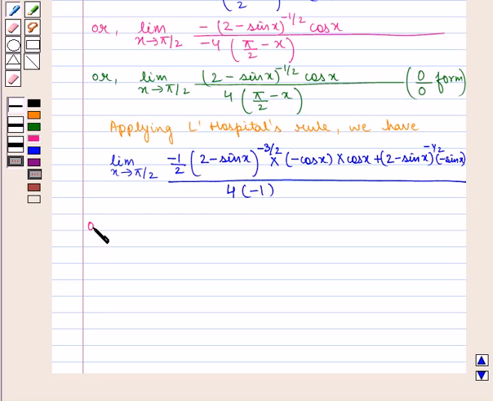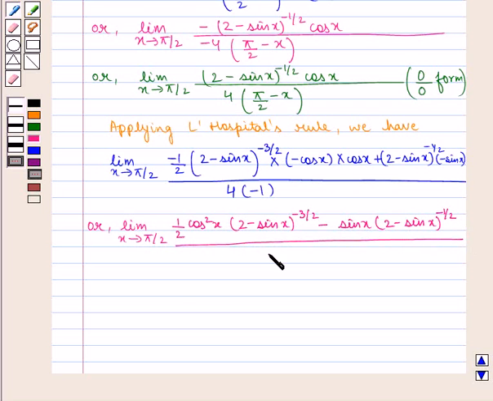So we can write limit x tends to pi by 2 of 1 by 2 into cos square of x into (2 minus sine of x) raised to power minus 3 by 2, minus sine of x into (2 minus sine of x) raised to power minus 1 by 2, whole upon minus 4.